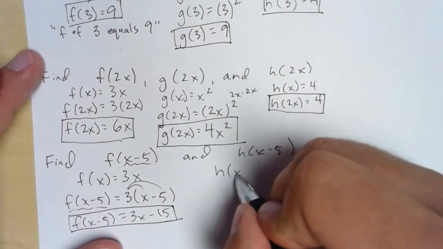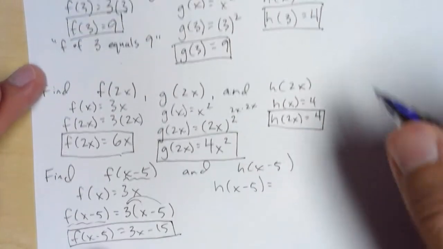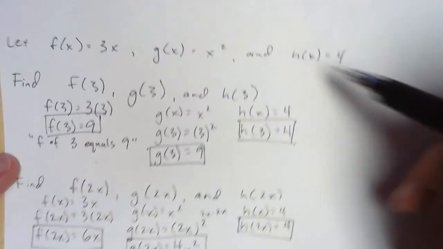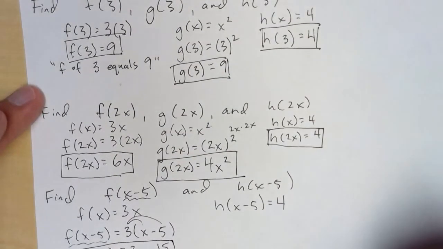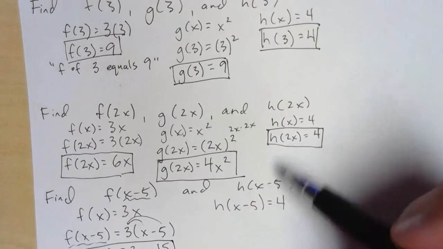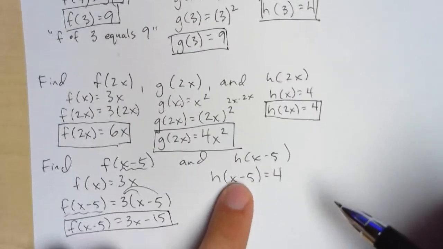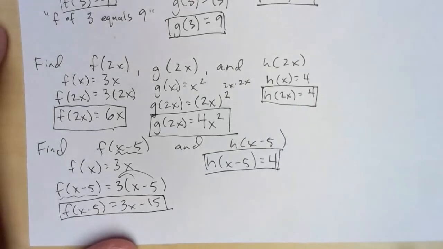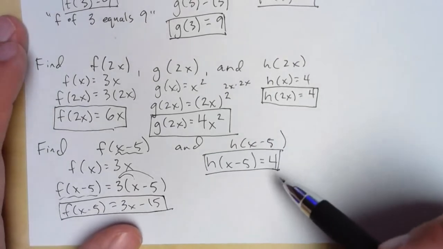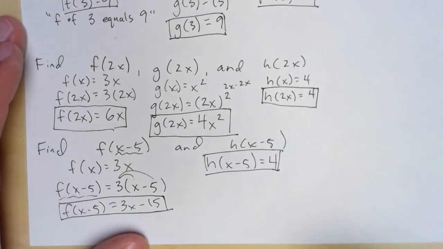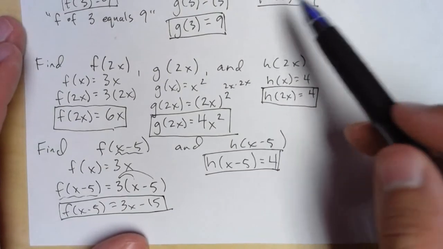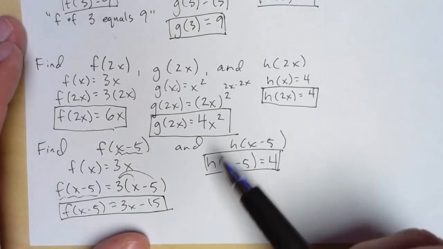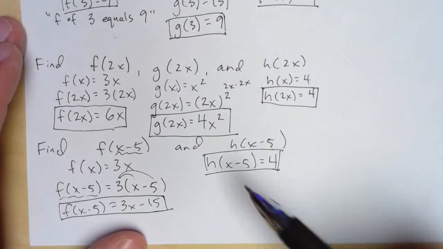So h of x, let's look at that one as well. h of x minus 5. Well, we know that h of x is going to equal 4. So if I replace h of x with x minus 5, there's nothing to change again on the right side. So this thing on the right is kind of a special one, and you'll see this every once in a while. It's always going to give you a constant value out. Sometimes they're just tripping you up. They're saying, hey, this thing always equals 4. It always equals 4. So it doesn't matter what you put in, you're always going to get 4 as a result.